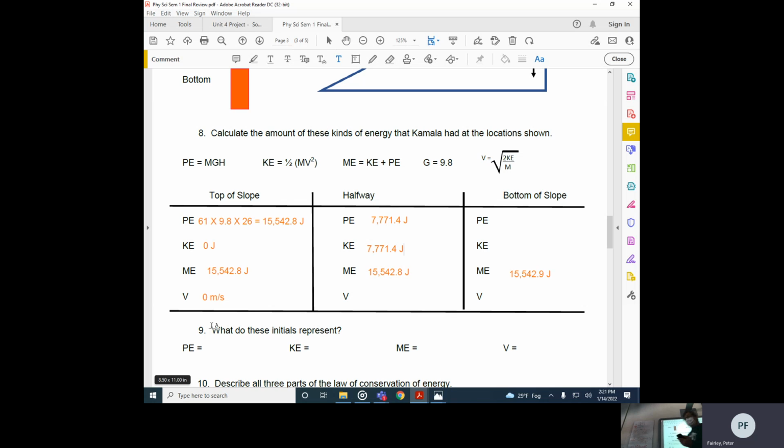I got lost. So it's 7771.4 divided by 2, right? It's right here. 2 times KE divided by M. Her mass from the first page, I just remember it. Or you go back to find it. Her mass was 61. So divide by 61, and then you finish by square rooting, and I got a velocity of 15.96 and some meters per second.